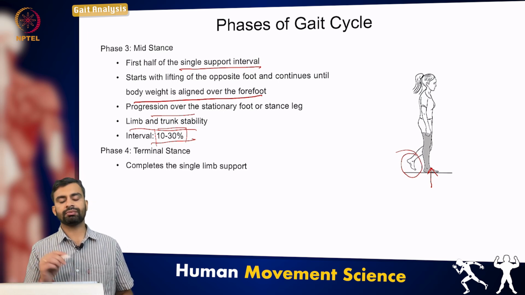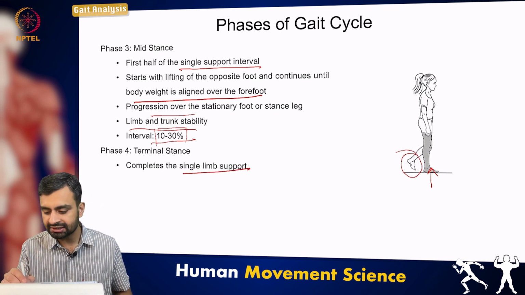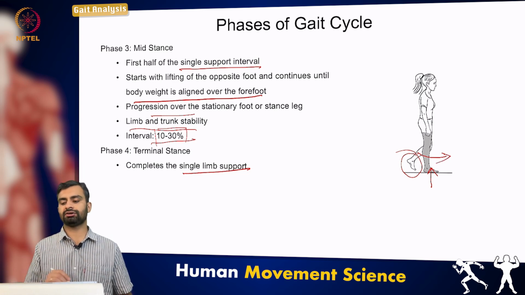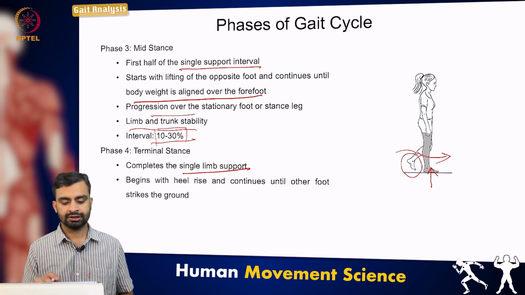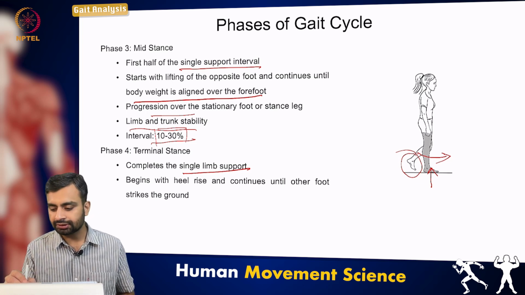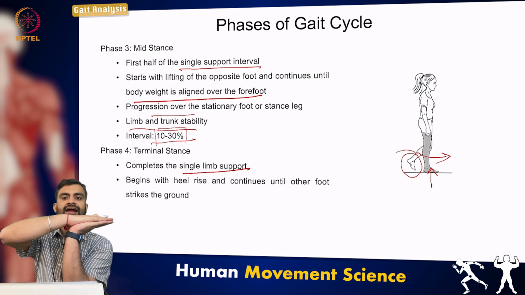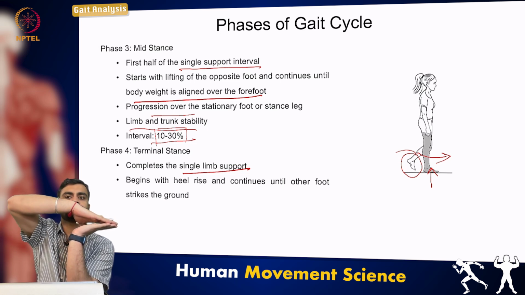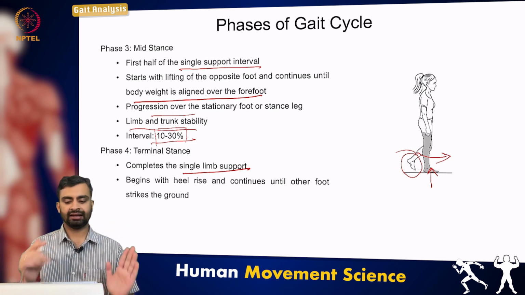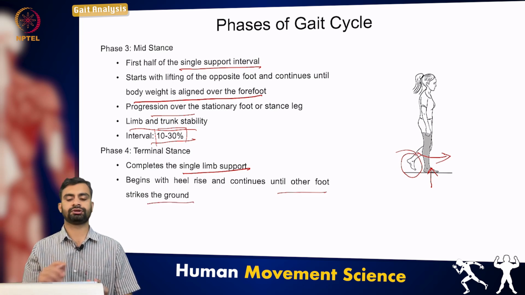As the name indicates, it completes the single limb support. What happens in terminal stance? Your swinging leg moves in front of your supporting leg. It begins with the heel rise. In your mid stance, your foot is flat, and it begins with the rise of your heel and continues until the other foot strikes the ground.